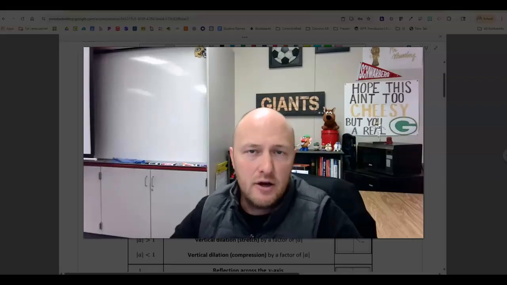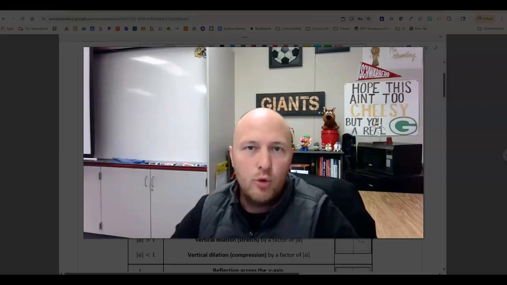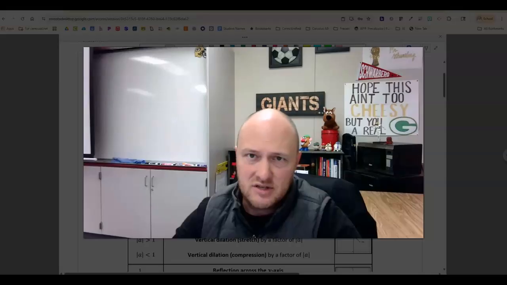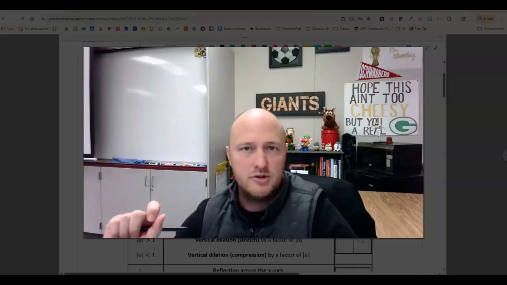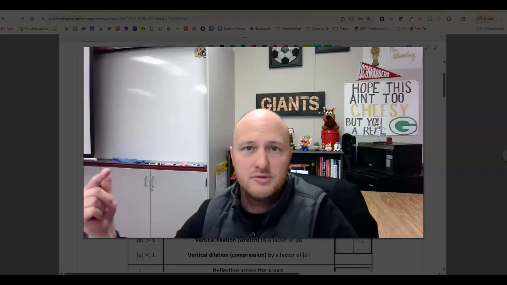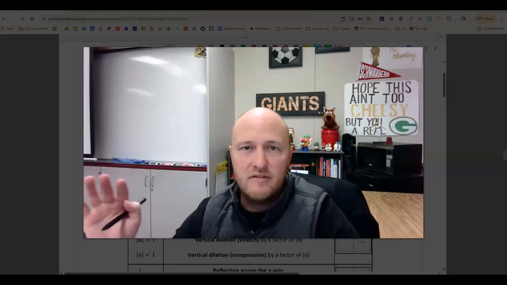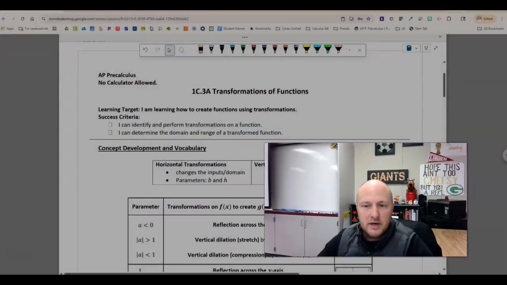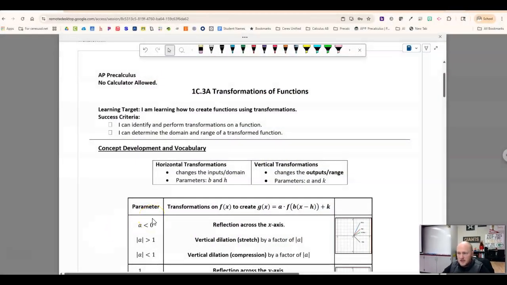This is a very important lesson that will transcend not only this unit, specifically talking about polynomials, but also impact future units when we talk about exponentials, logarithms, trigonometric functions. Very important topic, transformations of functions. So we are going to learn and talk about transformations, and then we will also determine domain and range of transformed functions.